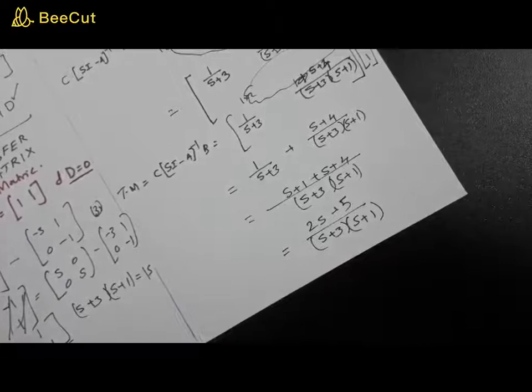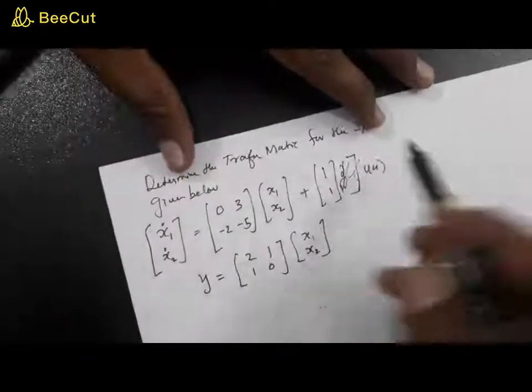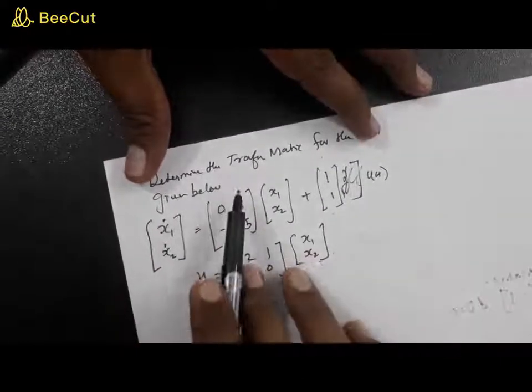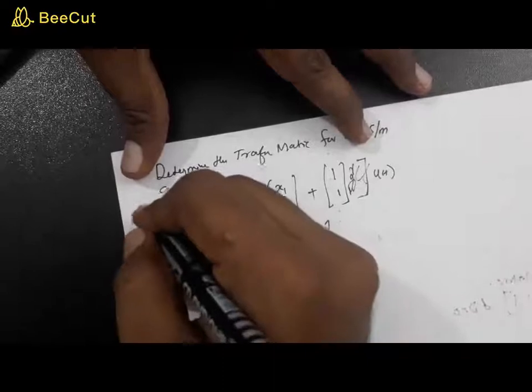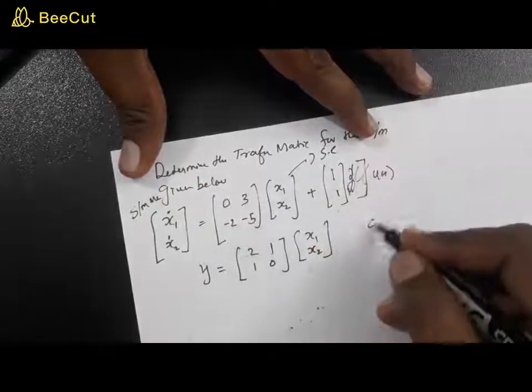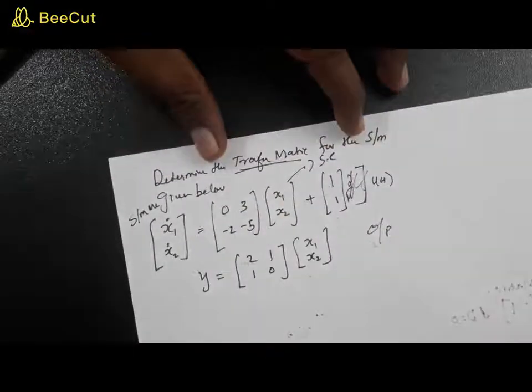Questions can be asked in this way. Okay, so the same question can be asked in a different way: determine the transfer matrix for the system given below. So here the system model is given. System model means you are given the state equation and the output equation. Now you are asked to find out the transfer matrix.